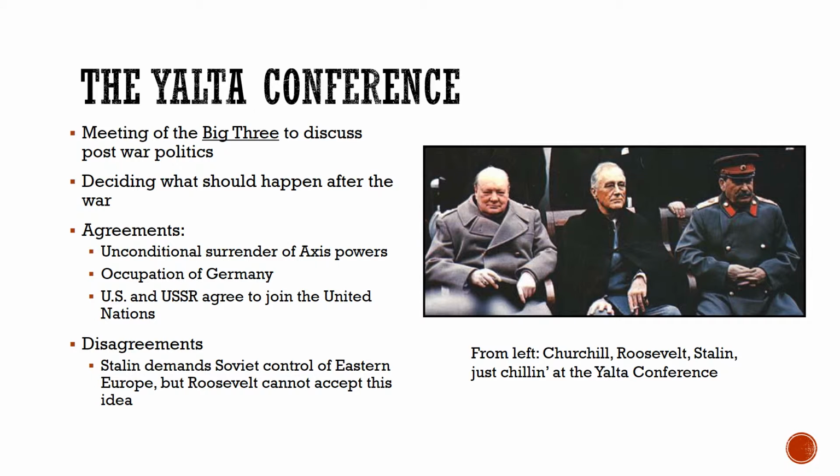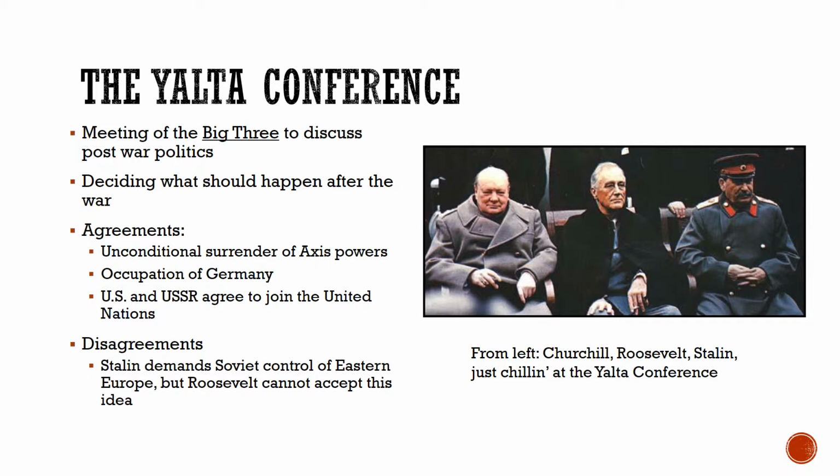One is they agree that the Axis powers have to surrender unconditionally. They have to just totally give up. Two, they decide that they're going to occupy Germany. And three is the US and the USSR agree to join the United Nations after the war is over.